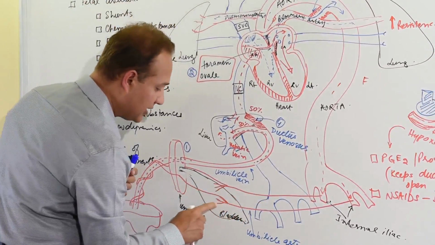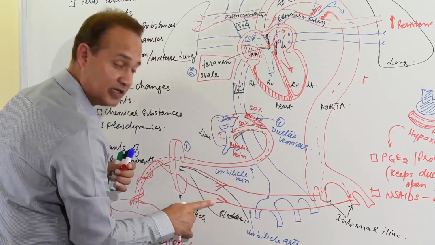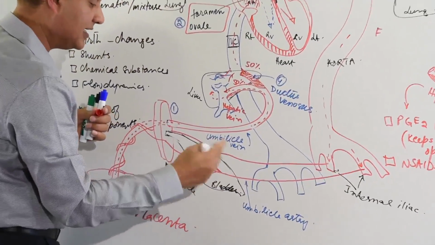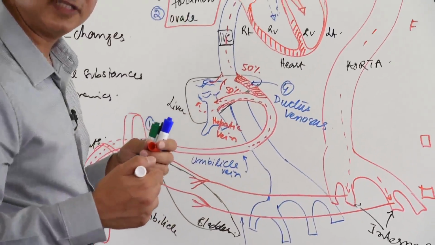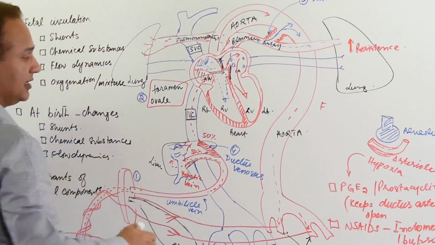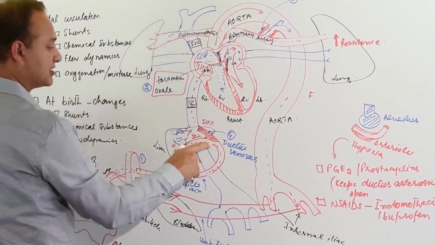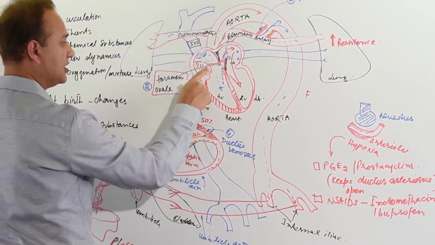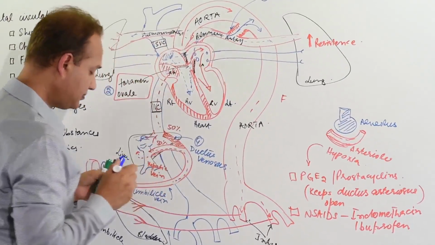Now on the way, it also touches the bladder, and you would see that later on the umbilical arteries' proximal parts will become the superior vesical arteries. So this is a closed circuit here. What are the shunts here? Once again, the first shunt is the ductus venosus, the second shunt is the foramen ovale, the third shunt is the ductus arteriosus.